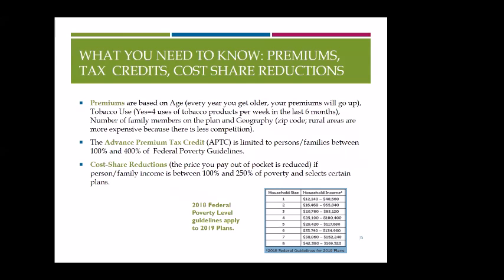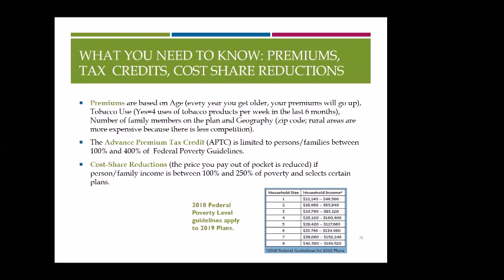So we talked briefly about what you need to know in terms of some key healthcare terms, and we'll just review these here. Premiums are based on your age, so every year we get older, our premiums will go up. Tobacco use, the number of family members on a plan, and geography. So that's the 4 factors that premiums are based on.